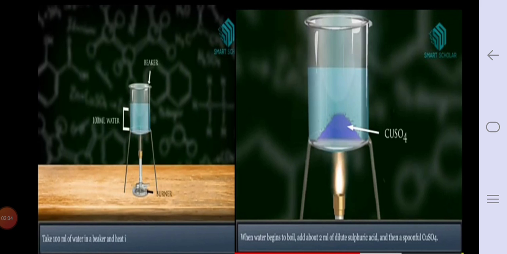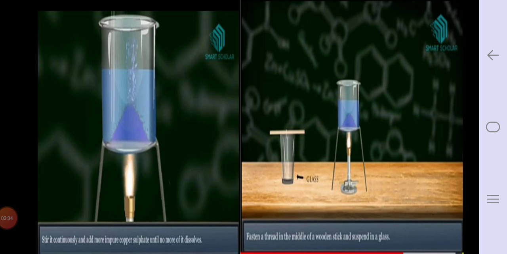The process is: take 100 ml of water in a beaker and heat it. Start heating with the help of a lamp or any other source of heating you can use. Then add 2 ml of dilute sulfuric acid and also a spoonful of copper sulfate, that is, one spoon of copper sulfate, after the dilute sulfuric acid, when the water starts boiling. Okay, then stir it continuously. You have to continuously stir, keep mixing it.